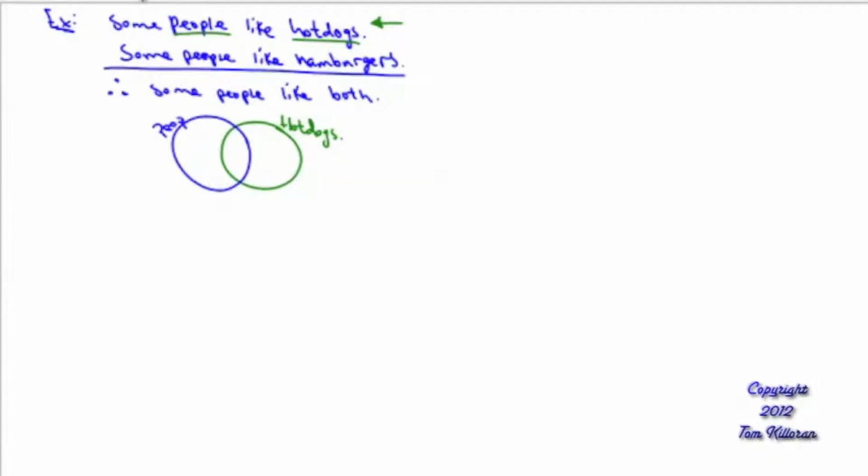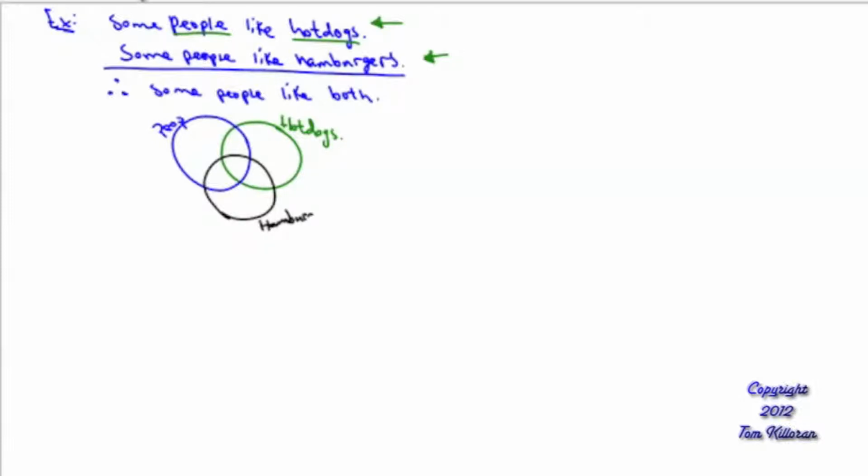Now, we get to the second sentence. Some people like hamburgers. What circle do I not have to redraw? People. People just stays there. It's already been drawn. I don't need to draw another circle representing people. But now I have some people liking hamburgers. So where do I put them? On the bottom, the other side. Yeah, you can put it like a regular Venn diagram setup. And we can call this hamburgers.